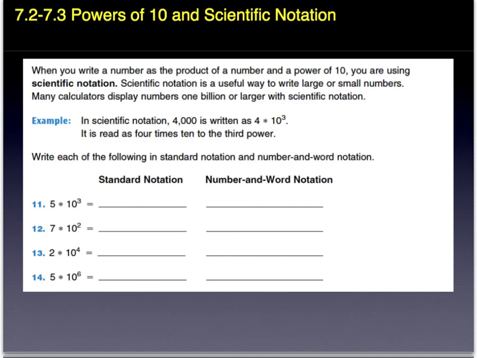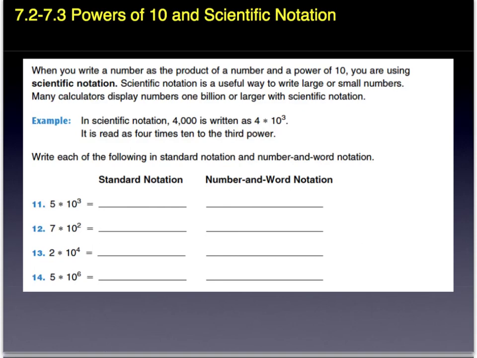When you write a number as the product of a number and the power of 10, you are using scientific notation. Scientific notation is a useful way to write large and small numbers. Many calculators display numbers 1 billion or larger with scientific notation. In scientific notation, 4,000 is written as 4 times 10 to the power of 3. It is read as 4 times 10 to the third power. Either way, 10 to the power of 3 and 10 to the third power mean the same thing.